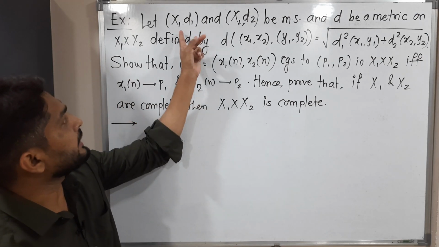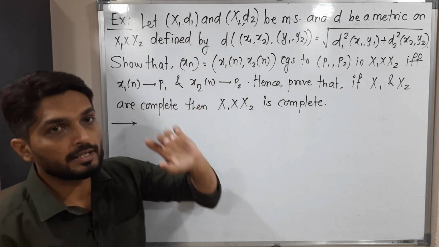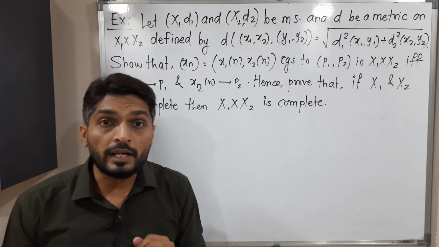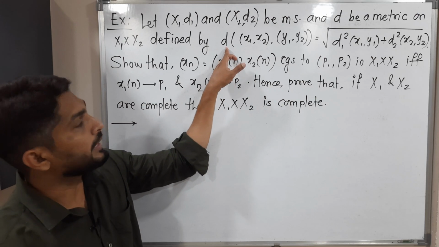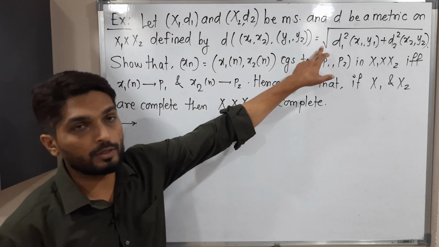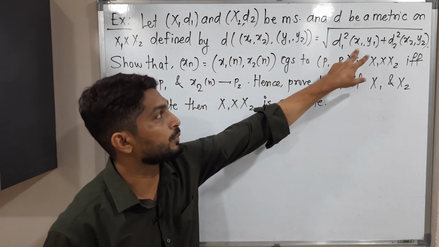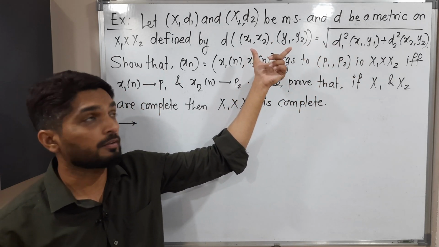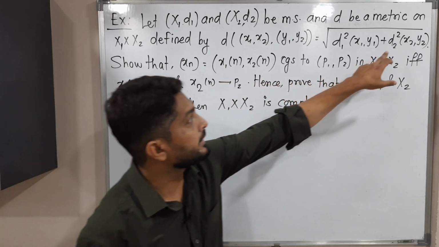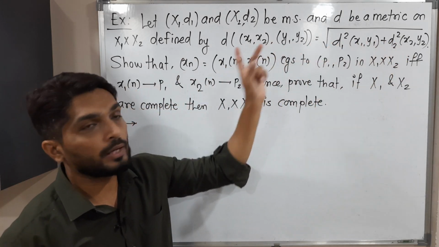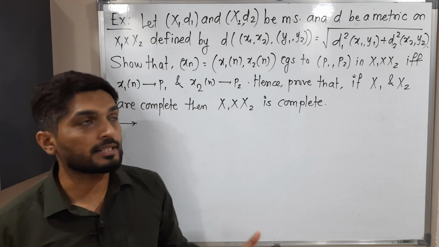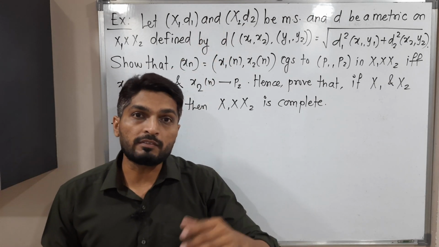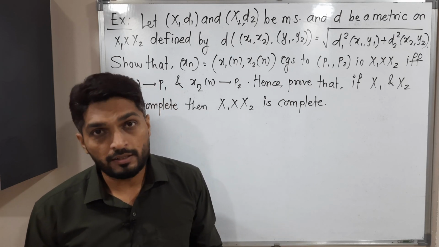Here we have two metric spaces (X1, d1) and (X2, d2), and with the help of d1 and d2 they have defined a new metric D. It is defined in this way: the square root of d1 squared of (x1, y1), where x1 and y1 are elements of the first component, that means elements of capital X1, plus d2 squared of (x2, y2), where x2 and y2 are elements of the second component, that means elements of X2. So in this way, with the help of d1 and d2, one new metric D is defined.